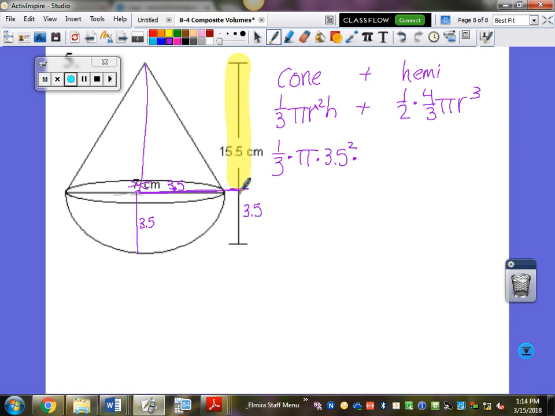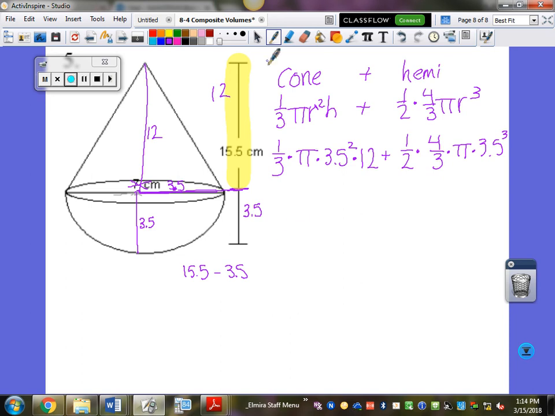So if I know that this part is 3.5, then I can figure out the yellow part by subtracting 15.5 minus 3.5. So the yellow part is 12, so the height of the cone, excuse me, is 12. So I can sub that in. All right, hemisphere 1/2 times 4/3 times pi times 3.5 cubed. Okay, let's answer this one in terms of pi.